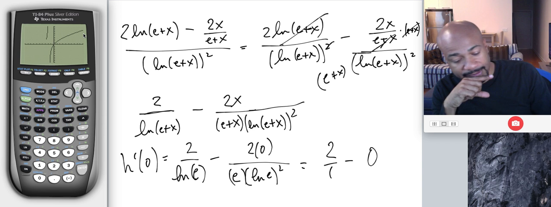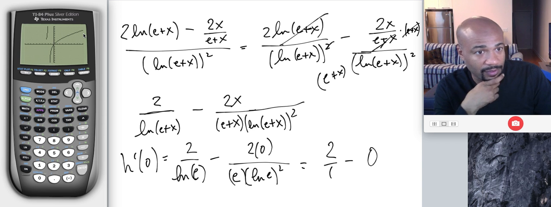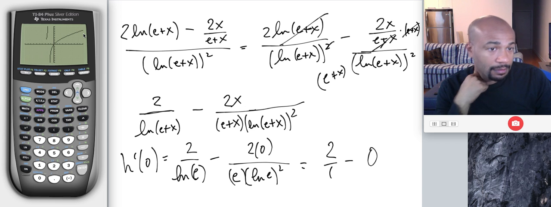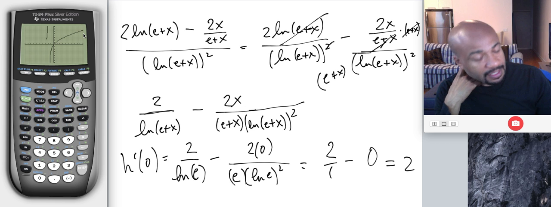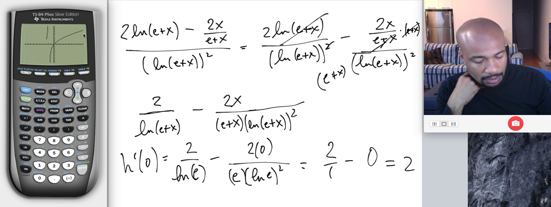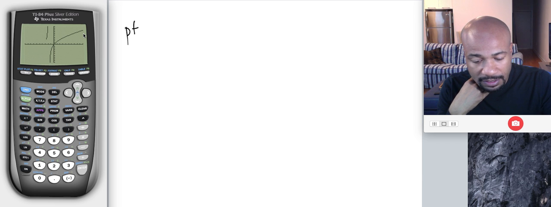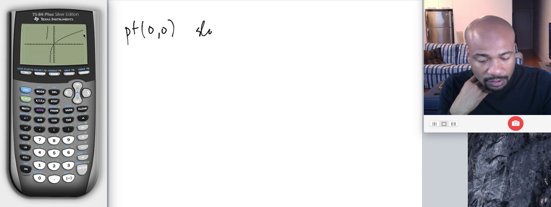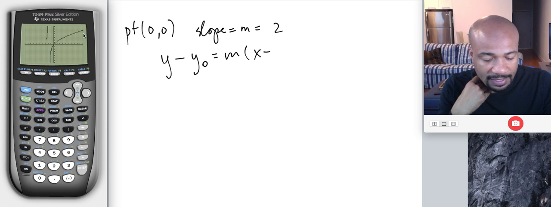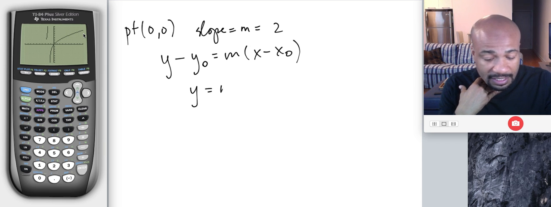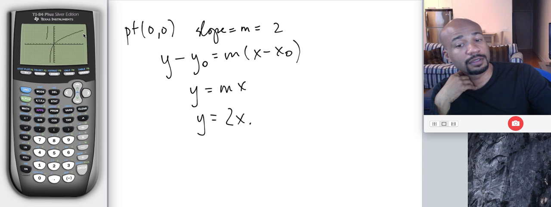2 times 0 is 0, and I already know that that's a real number. So it simplifies to 2. That gives me that the slope of the tangent line at 0 is 2. So quickly, I know that my point is (0, 0), and my slope of the tangent line is equal to 2. So y minus y0 is equal to m times (x minus x0). In this case, both of these are zeros, so what I'm actually going to get is y equals mx, and what's m? y is equal to 2x. So that's the equation of the tangent line.